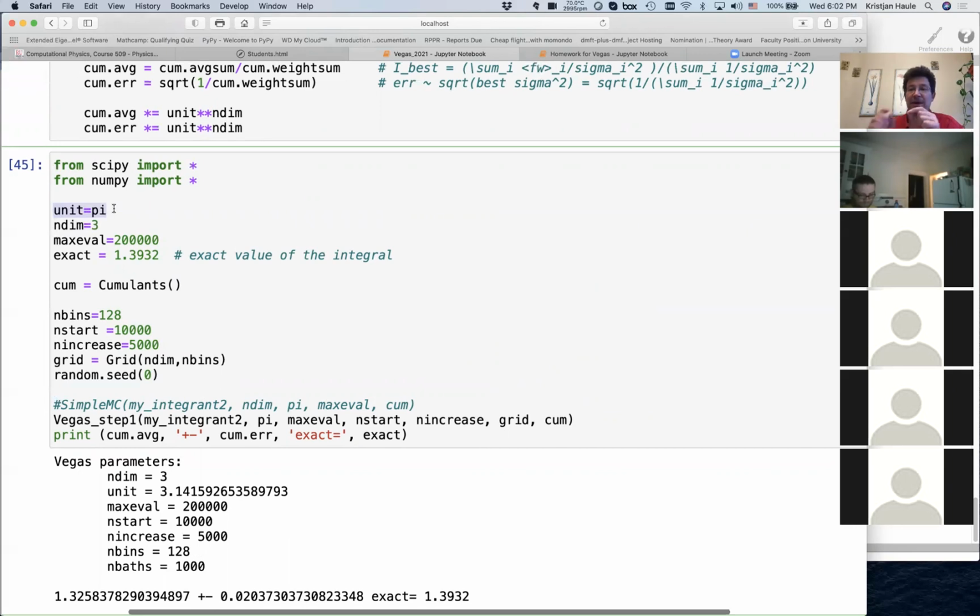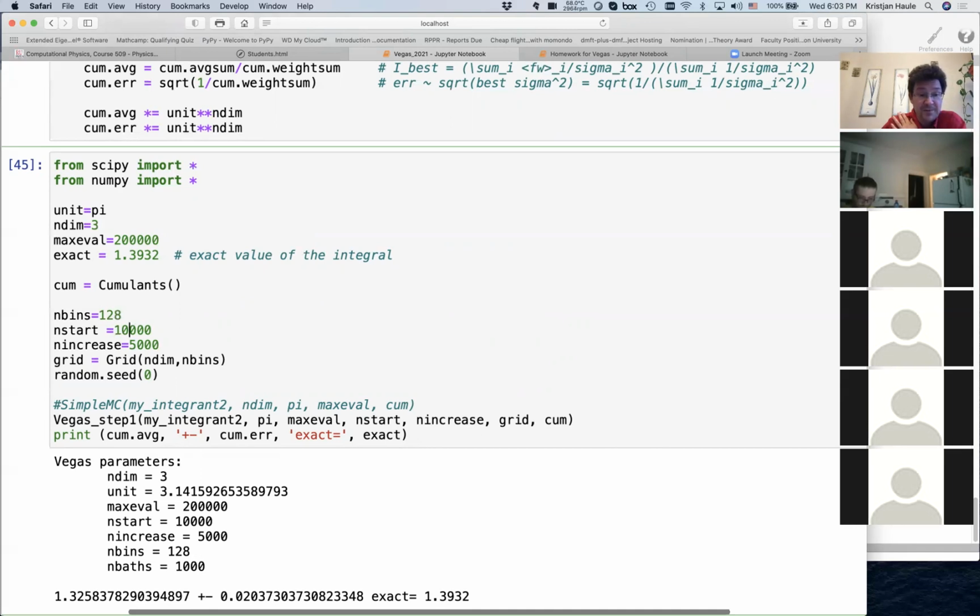Unit in this case is pi. We go from 0 to pi. We have 3 dimensions. We're going to take 200,000 function evaluations. We know the exact value. We're going to instantiate the cumulants just like before, with a number of bin points. So we're going to take 128 points for this function. So we're going to bin all these functions on 128 grid points.